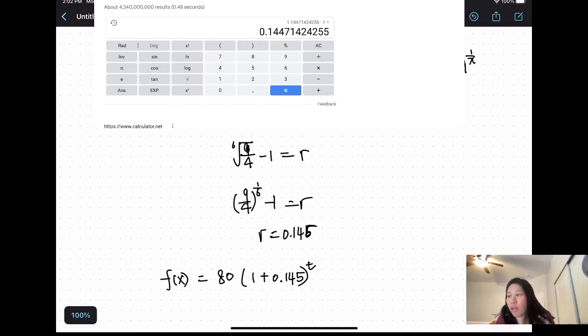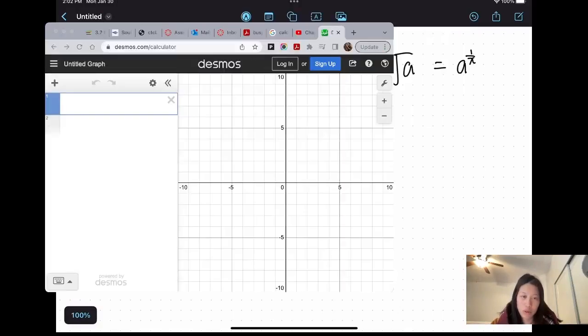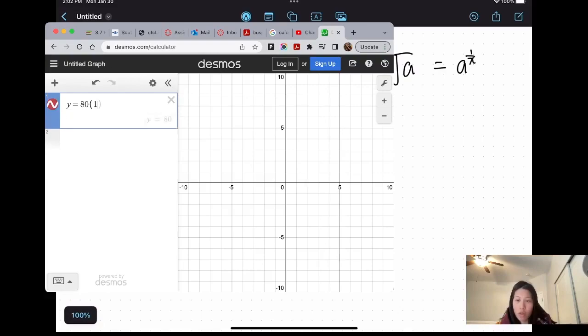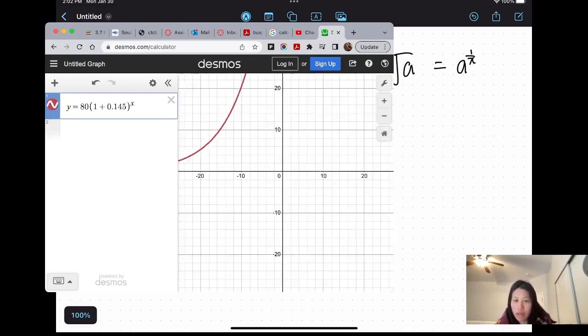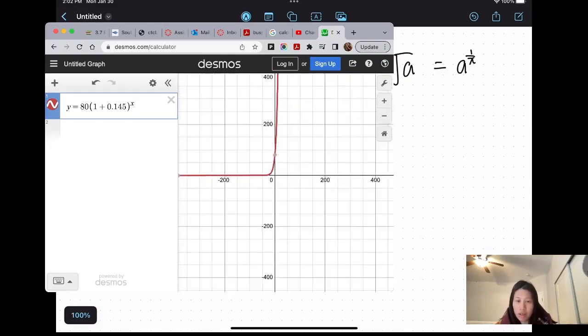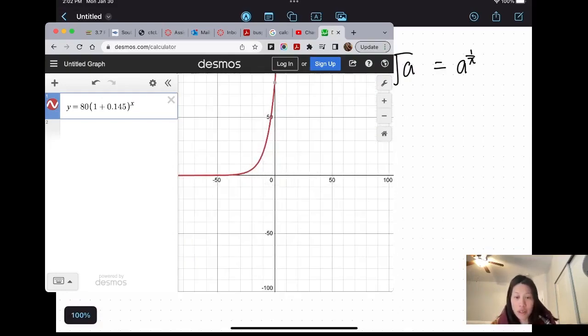Okay, so the next part is I want to show you how to graph the exponential function. I'm going to show you a Desmos calculator. You can find it on Google. So let's take a look. What does the function look like? y equals, let's put 80, which is the example that we have, times (1 plus our rate, 0.145) to the x power. Look, the function looks like it's growing, right? It's curved a little bit and going up.